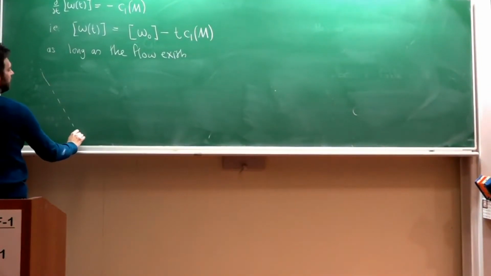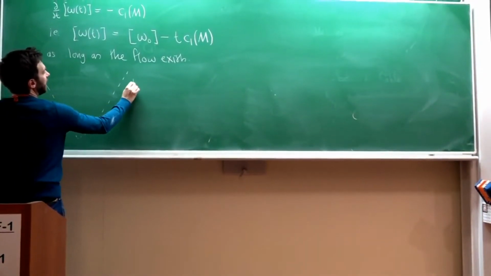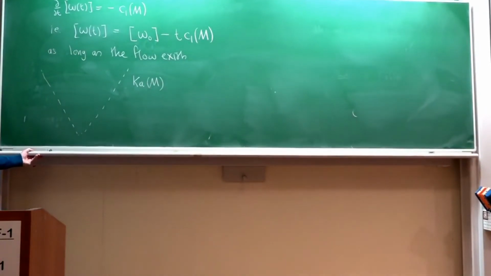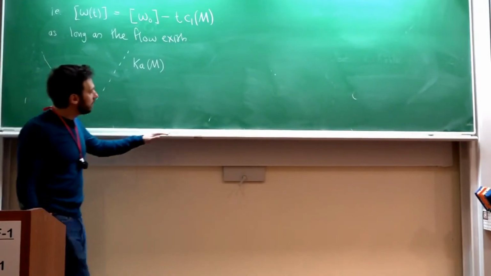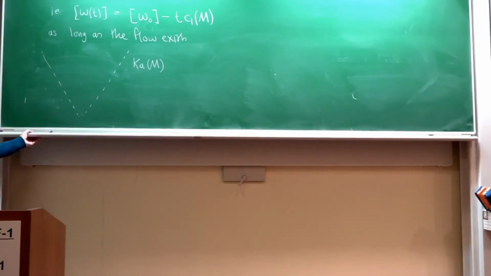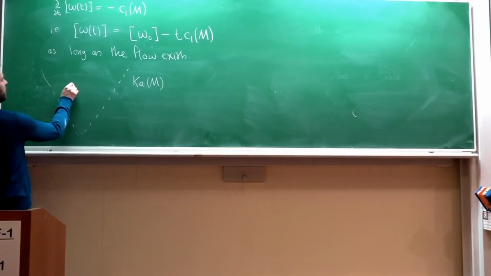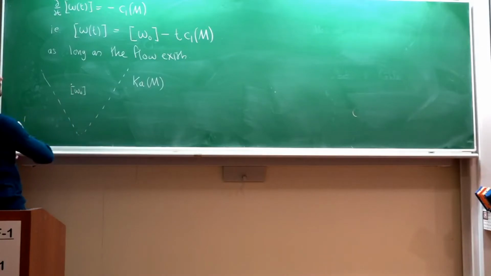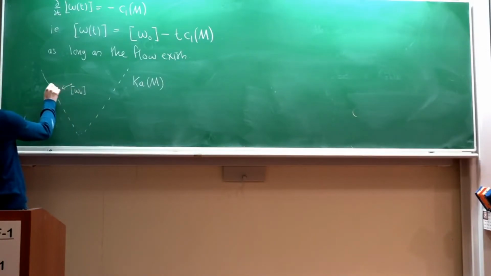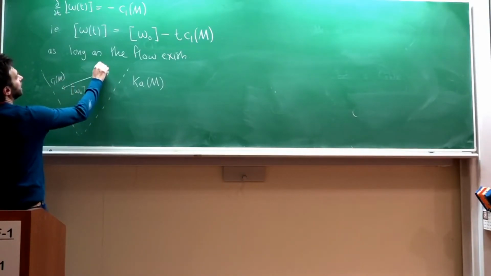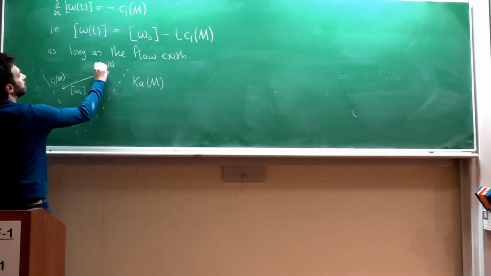If I draw a picture, here's the Kähler cone. I'll draw it as a cone. It's a finite dimensional cone in R^n. And then we start with some omega naught. And let's say that c1 of M is, say, in this direction. So that would be telling me that the Kähler-Ricci flow would move in this direction.